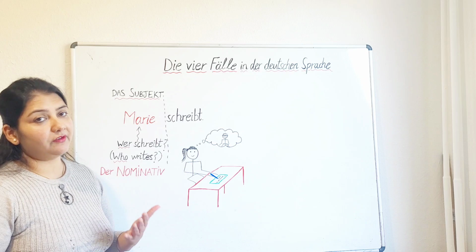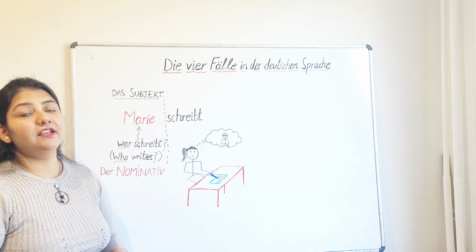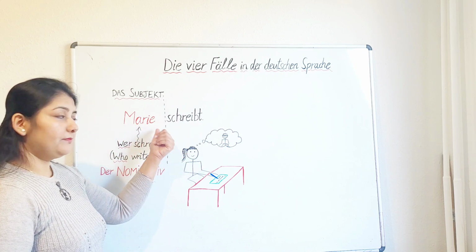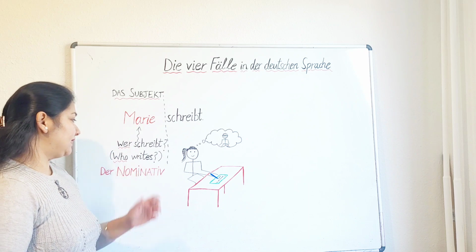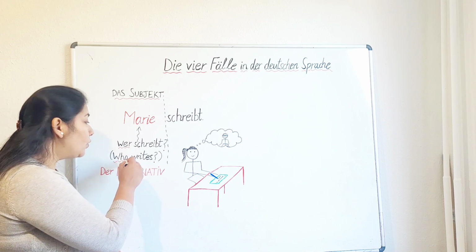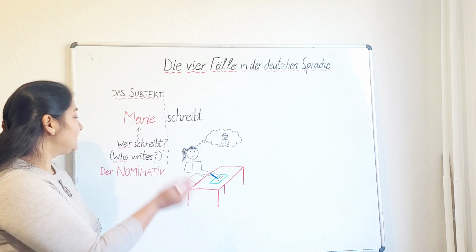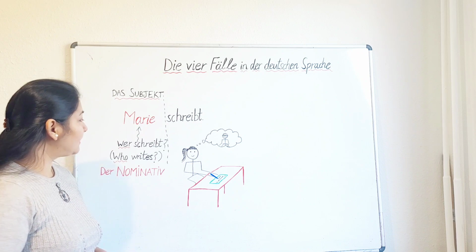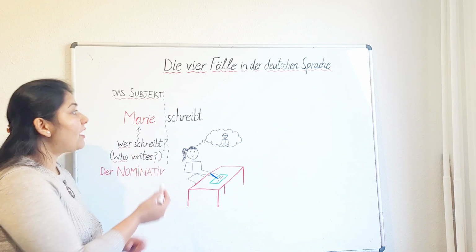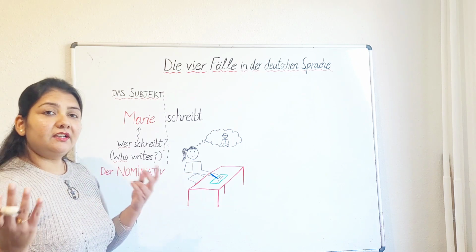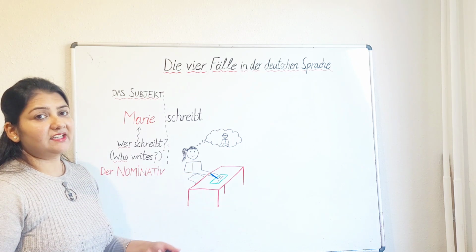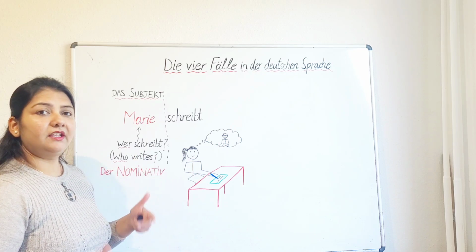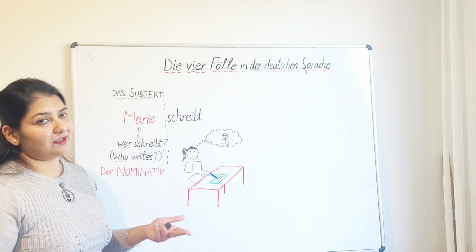So a tip on how you can recognize the subject in a sentence: you can ask a question. In this case, Marie schreibt, Mary writes, who is writing? So whenever you ask who is doing a particular activity, the answer to this who is always das Subjekt, right? So wer schreibt? Marie schreibt. So if you are getting confused about who is the subject of the sentence, simply ask the question, who is doing the activity, right? Then you will get the answer and that answer is the subject.